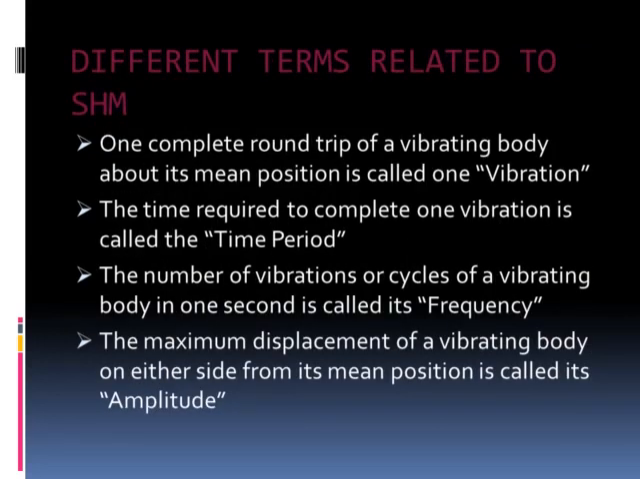Here are some important terms related to simple harmonic motion. The first term is vibration, which is defined as one complete round trip of a vibrating body about its mean position is called one vibration. The second term is time period, which is defined as the time required to complete one vibration. The third term is frequency, which is defined as the number of vibrations or cycles of a vibrating body in 1 second is called its frequency. And the fourth term is amplitude, which is defined as the maximum displacement of a vibrating body on either side from its mean position is called its amplitude.